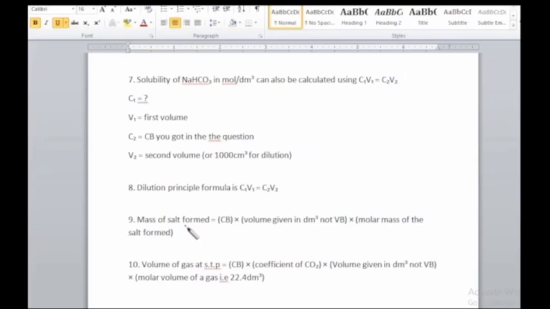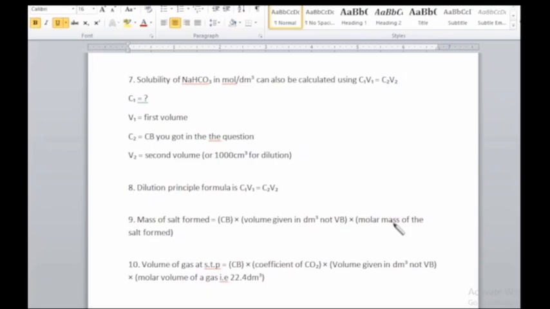This is calculated by using the concentration of the base multiplied by the volume that is given in dm cube, not the volume of the base per se, but the volume that is given in dm cube, then multiplied by the molar mass of the salt that is formed. Definitely the salt that is formed will have its own molar mass, which will be calculated. I'll show us how to do that shortly.